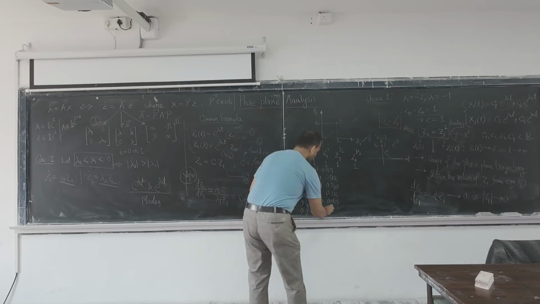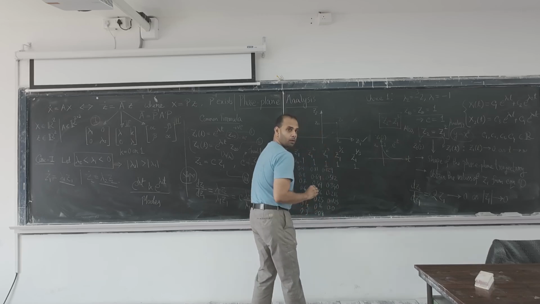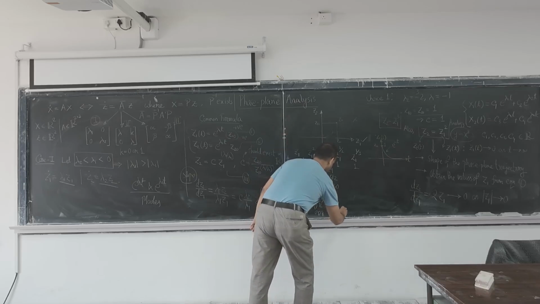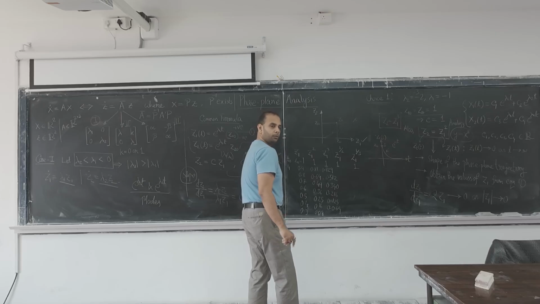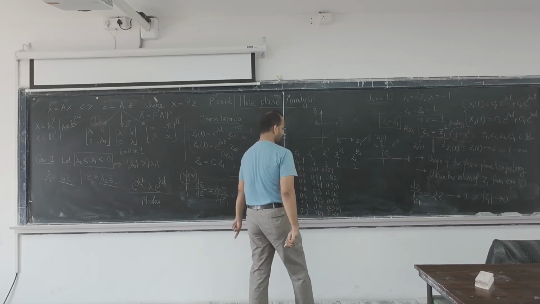Then 0.4 cube, 0.064. Or 0.3 cube, 0.027. That is the first set of values, which will be fine.